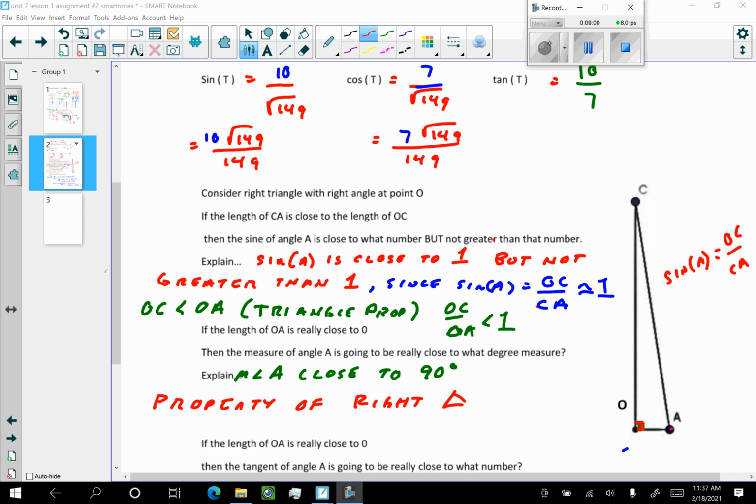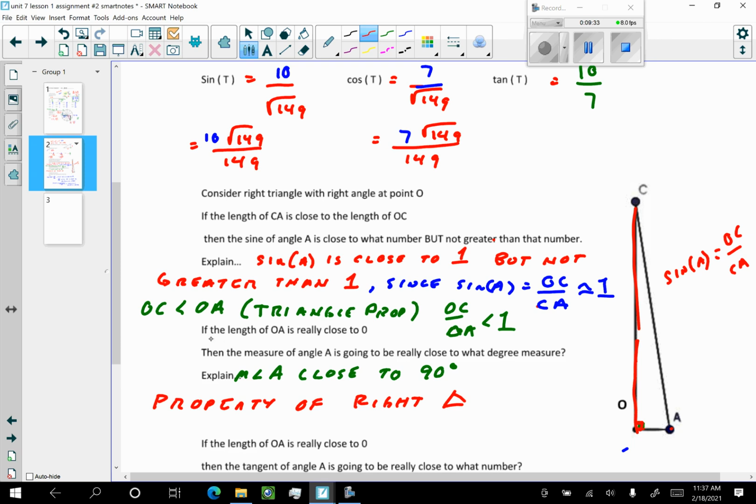OC will always be less than OA. This leg here has to always be less than the hypotenuse. That's a triangle property, certainly a property of right triangles. So this is always going to be less than 1. It's never going to be greater than 1. If it's greater than 1, then we're not in a right triangle, and geometric trig ratios only work in this right triangle.